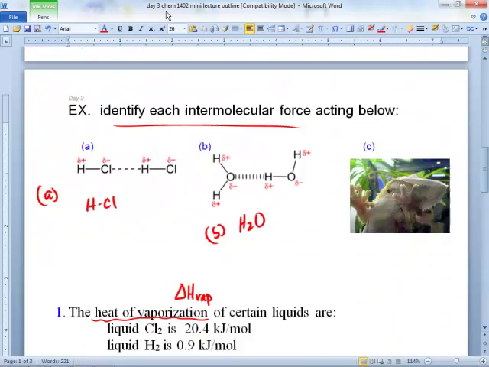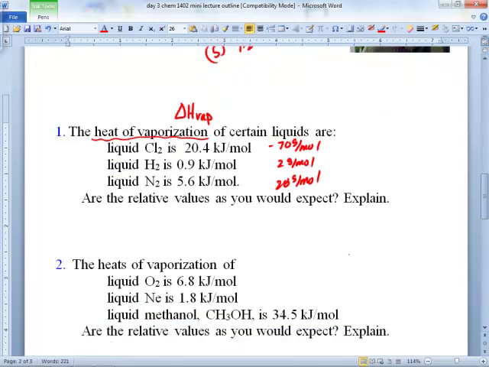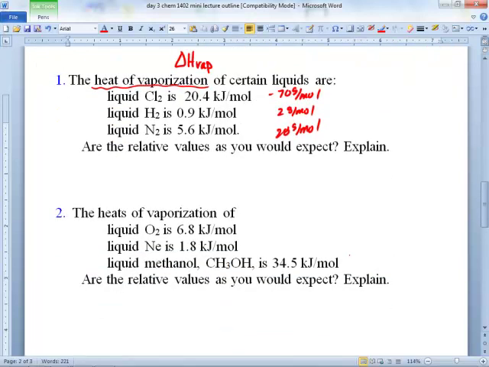And then molar mass works, right? Chlorine is like 70 grams per mole, right? Hydrogen is only 2. Nitrogen is, what, like 28? So it makes sense then, okay? We have to identify first that all those are nonpolar. Okay, how about number 2?